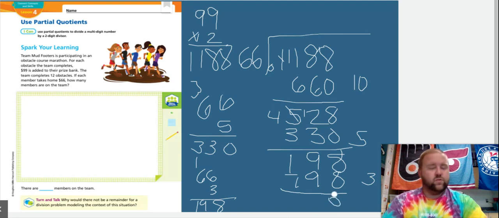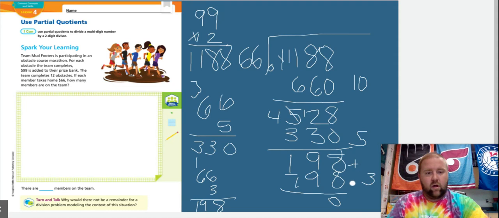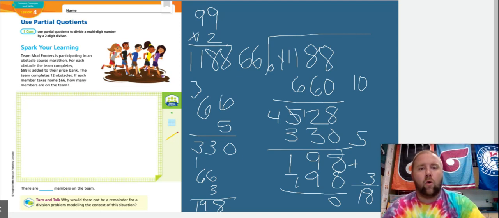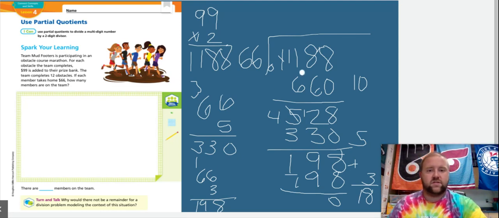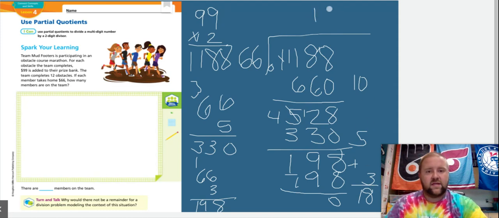So the question is, well, how do I have an answer? Well, you take 10, 5, and 3 and you add them all up, and that's going to be your answer, which is going to be 18. All right, so this is how partial quotients works. You're taking parts and just chipping away at the total to try and find out your answer, which to this problem would be 18.